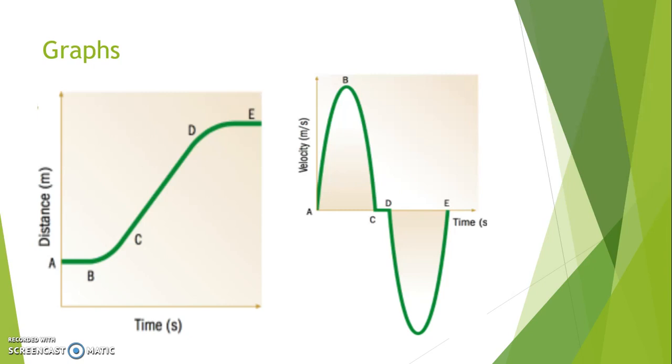Then the curve on the right is a velocity time graph. As you can see, from point A to B there's a positive curve which shows acceleration. Point B to C is a negative curve which shows deceleration. And then point C to D shows they're going at constant velocity. And then when the curve goes down below the x-axis, this means there's a change in direction.